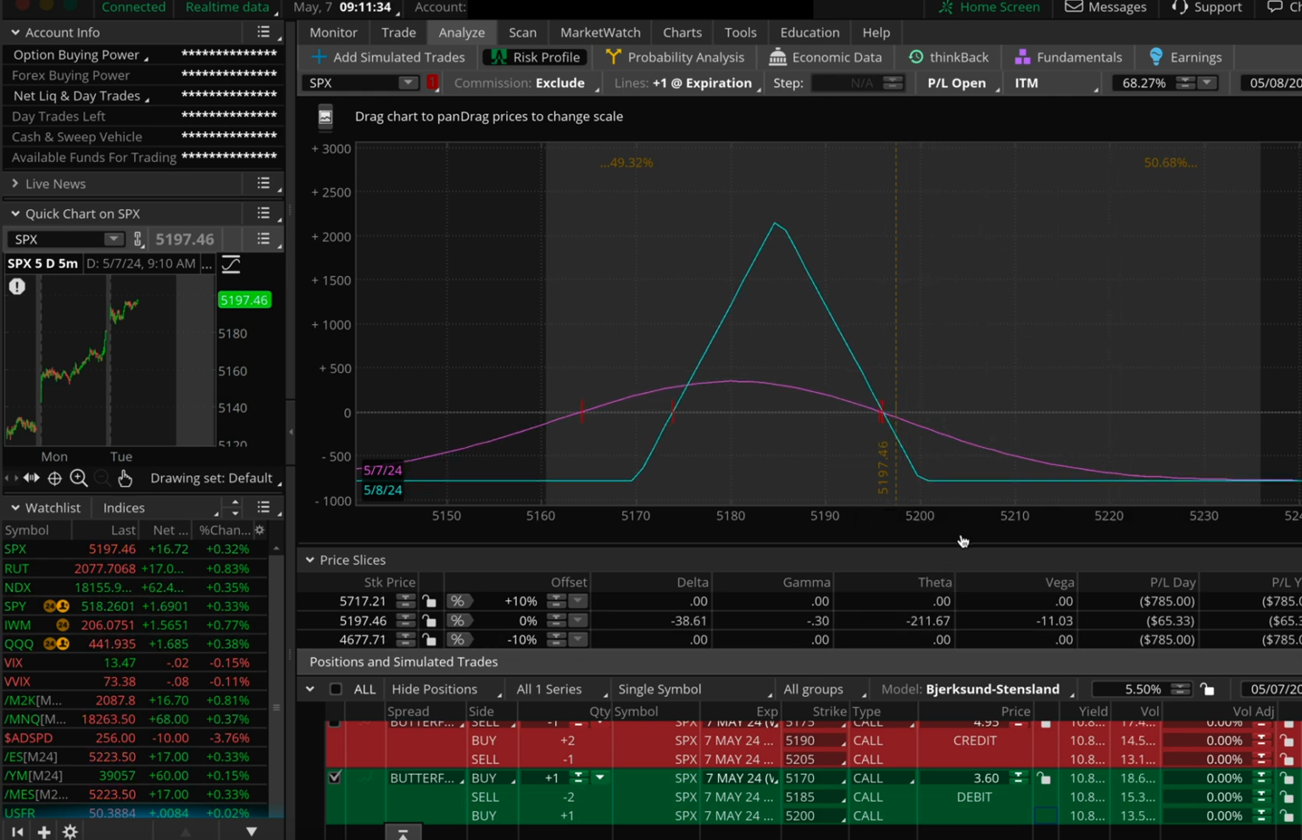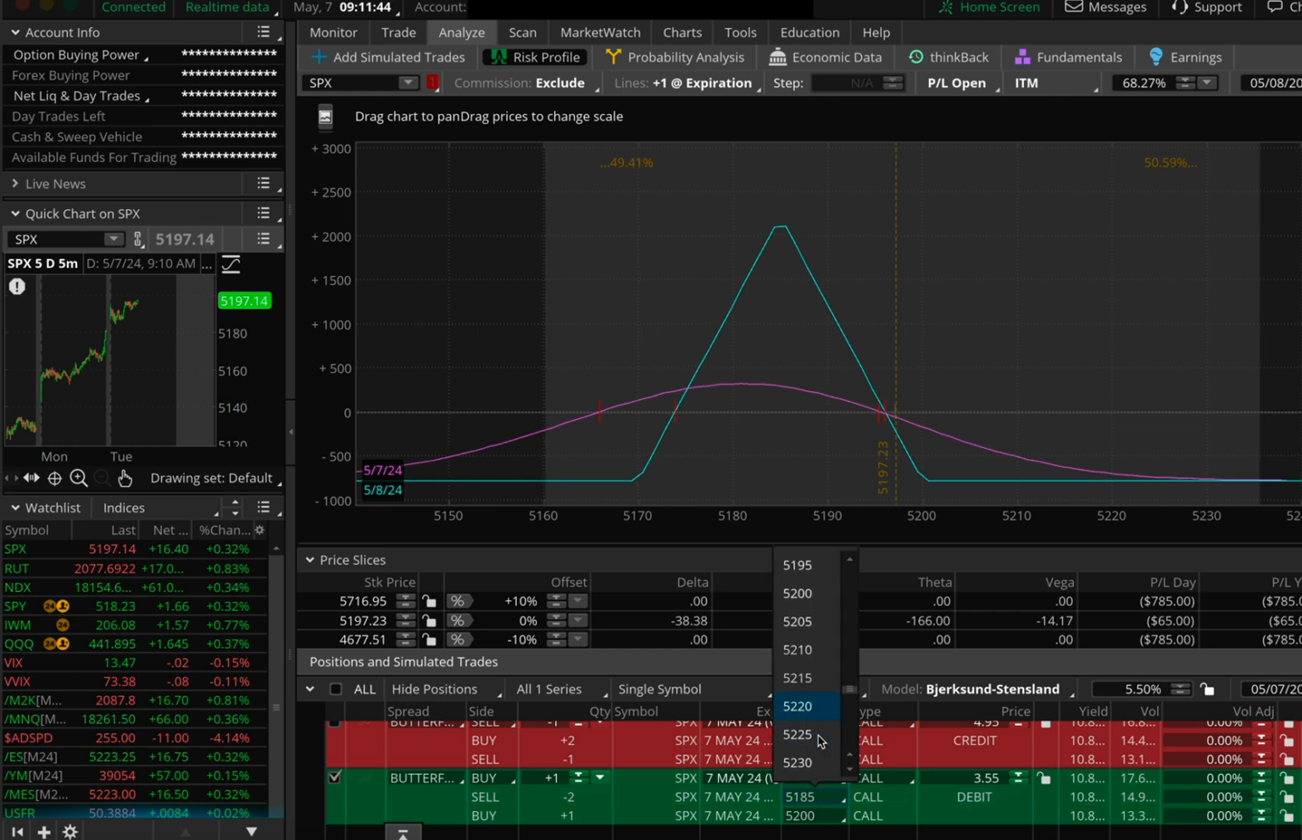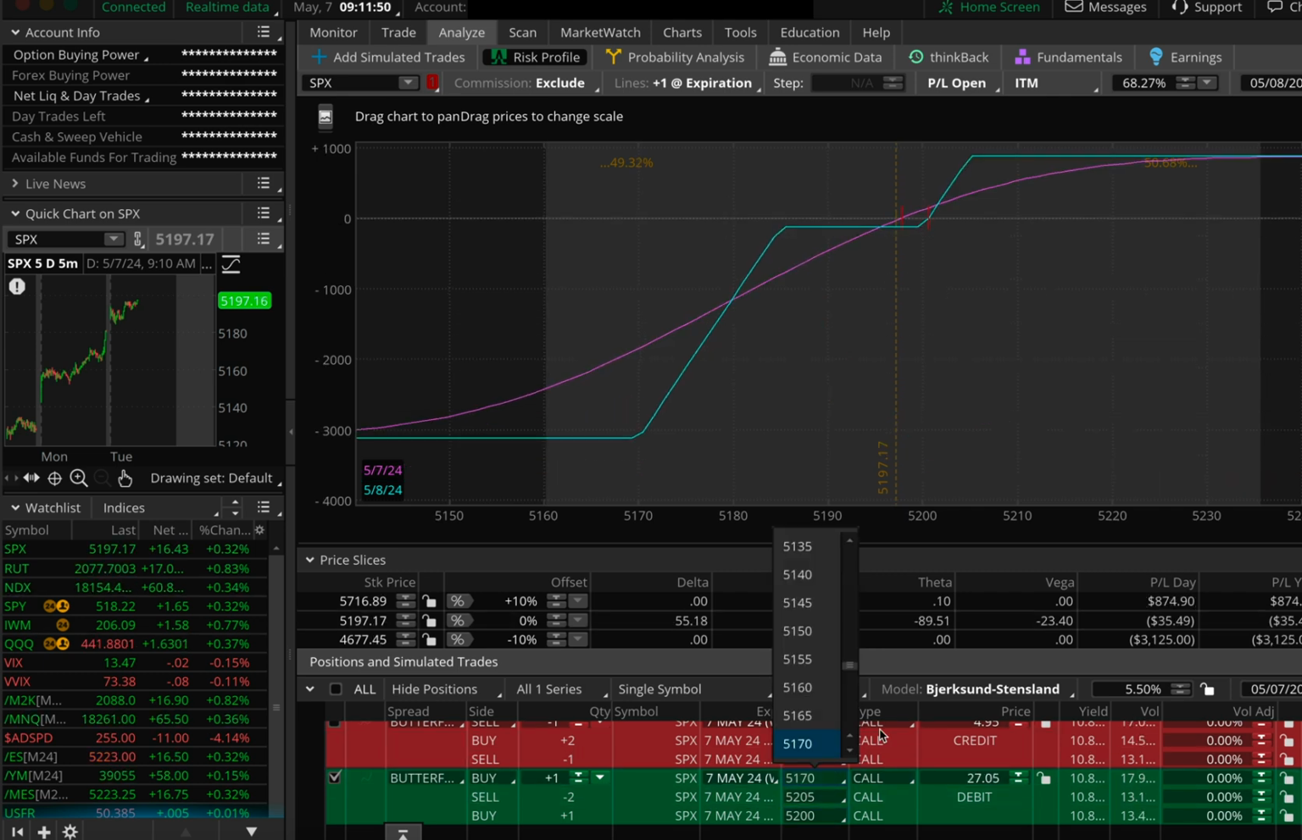So let's start with putting the sold strikes of the butterfly at 52.05. And we'll tweak them in. I mean, this probably won't be the correct setup, but we'll see what it looks like on the risk graph.